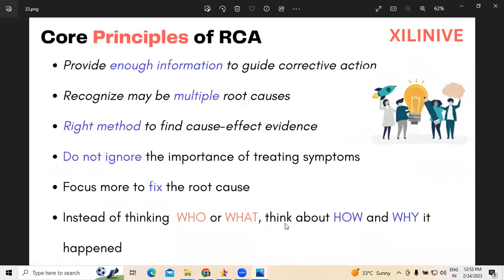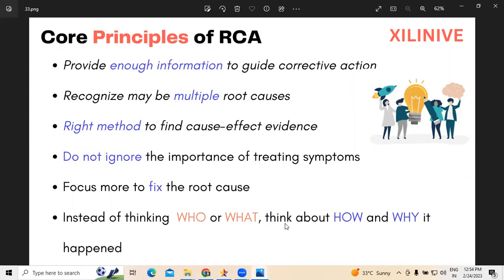Now, the core principles of root cause analysis are as follows. The first is to provide enough information to guide corrective decisions as well as the actions to be taken to provide the right solutions. At the same time, it is used to recognize that there could be multiple root causes apart from the one we have identified.